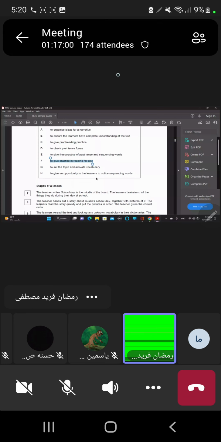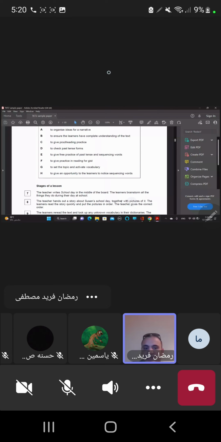The teacher hands out a story. The learners read the story quickly and put the pictures in order. The pictures are not in the correct order. They will read the story in order to put the pictures in the correct order. So here we are reading for gist. Okay.